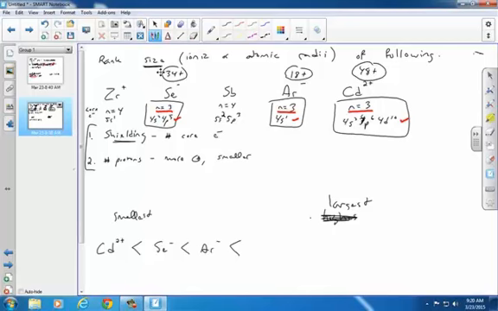Then between the zirconium and the antimony, they also have similar amounts of shielding because they have the same number of core electrons. So we have to use their protons to look for the difference. Zirconium has 40 protons and antimony has 51. So the antimony should be smaller because it has more positive charge to attract a roughly similar amount of electrons closer to the nucleus.